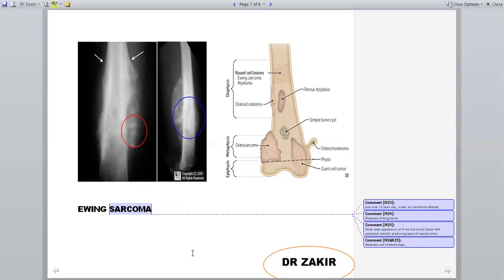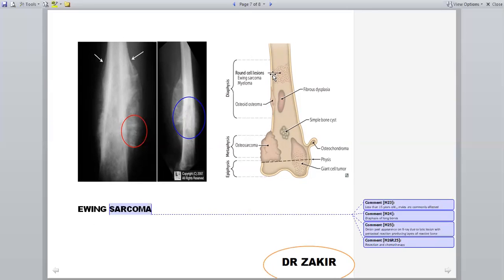Our next malignant bone tumor, which comes up many times in the recalls, is called Ewing sarcoma. The characteristic features of Ewing sarcoma: this is seen in children less than 15 years old. Males or boys are affected more than females.